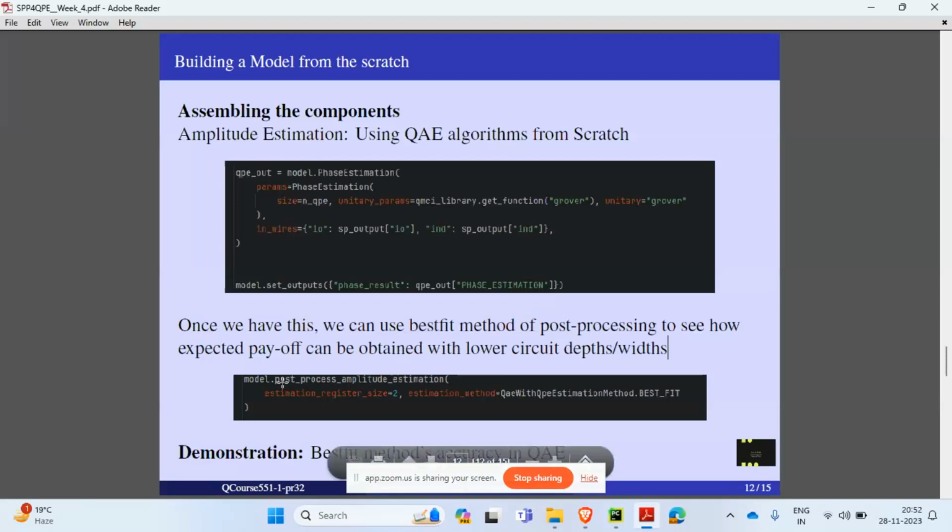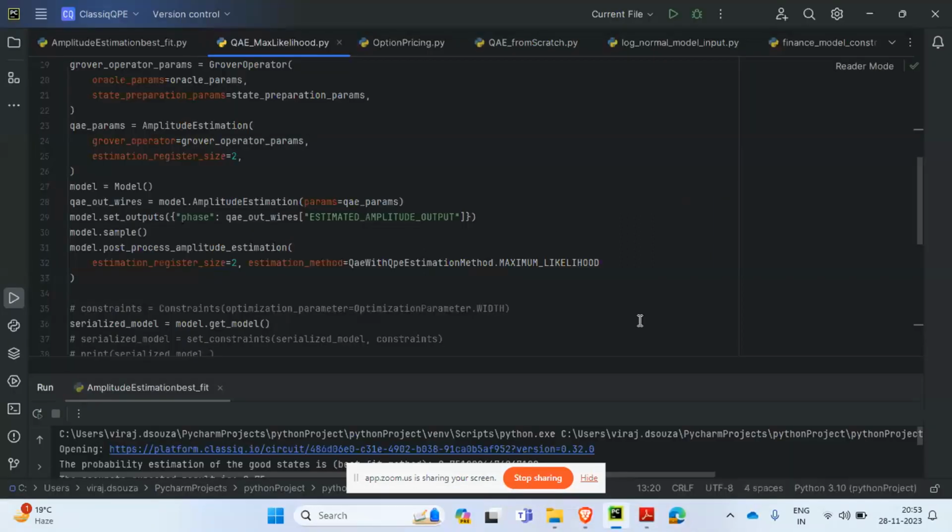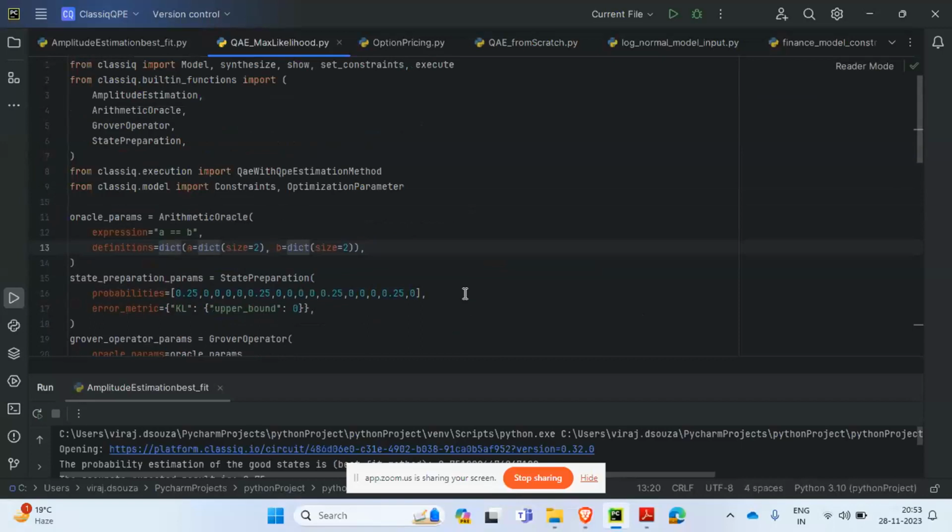So this is exactly the post-processing function I was talking about. Here we are using the best fit method. This best fit method was used in the construct finance model, which I showed earlier. Just to demonstrate the difference between some methods, there are two methods which I found on Classic. One is the best fit method and the other one is the max likelihood method. So I'll just show you.